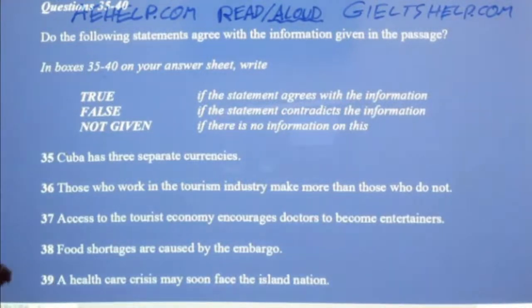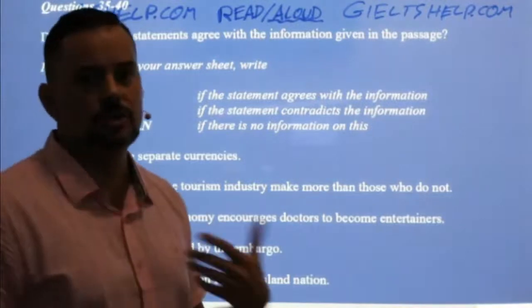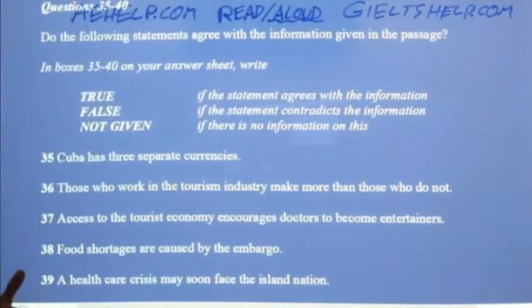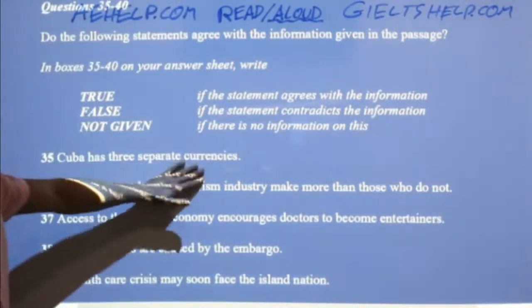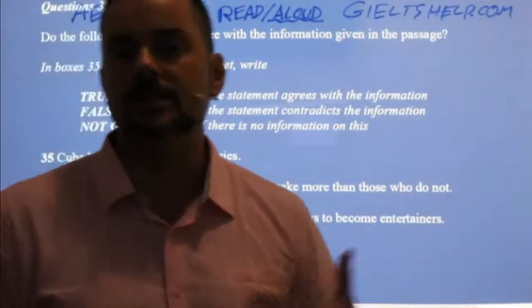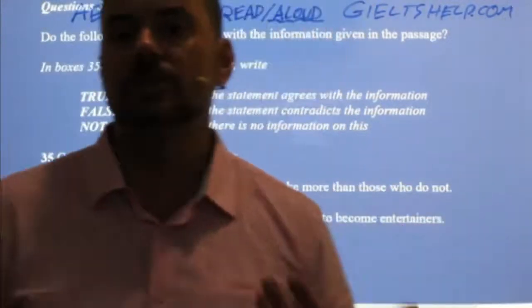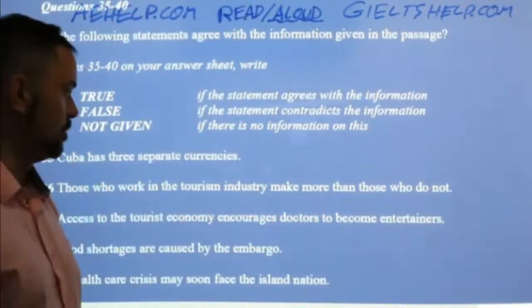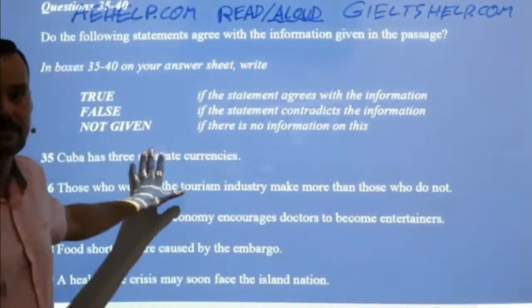Okay. So always ask if it's important first, figure out if it's given. So your first step with true, false, not given is to figure out if it's given or not by asking if it's important for the passage. Cuba has three separate currencies. Is it important to know how many currencies Cuba has for a passage on tourism and the economy? It is definitely important. Yes, Abhishek. So it must be given.